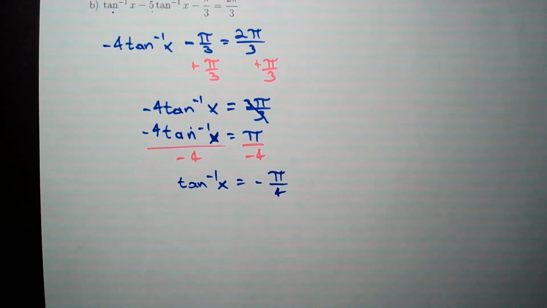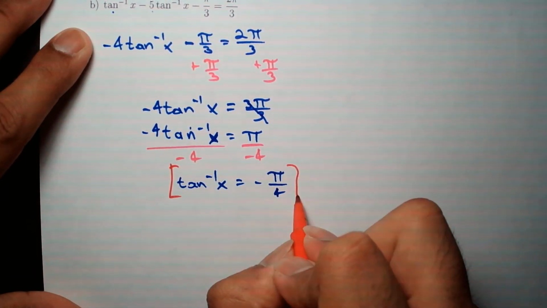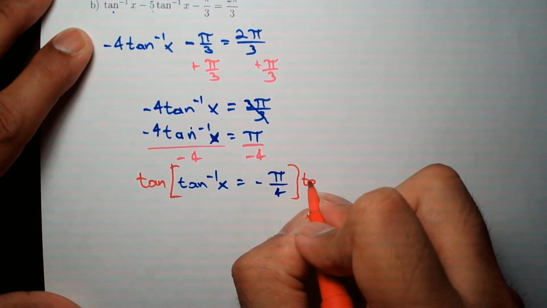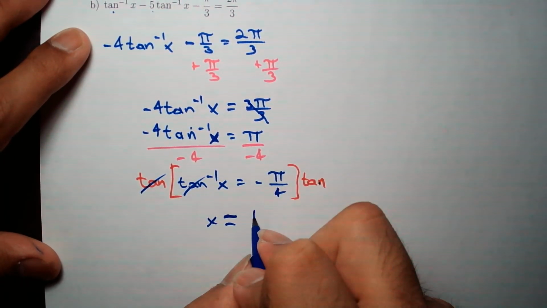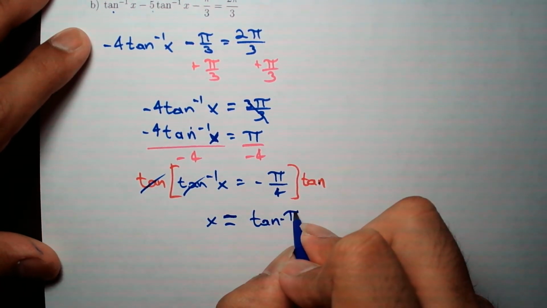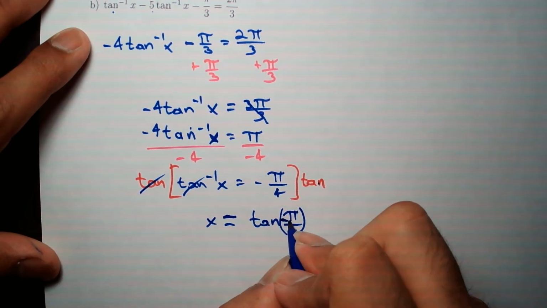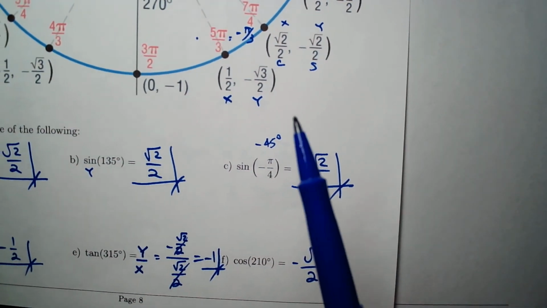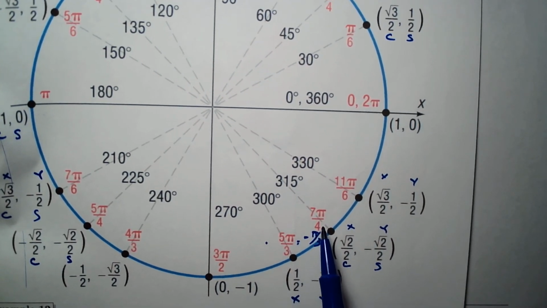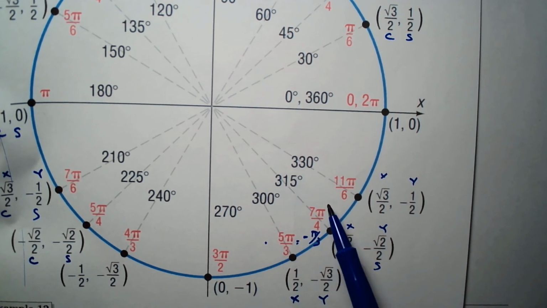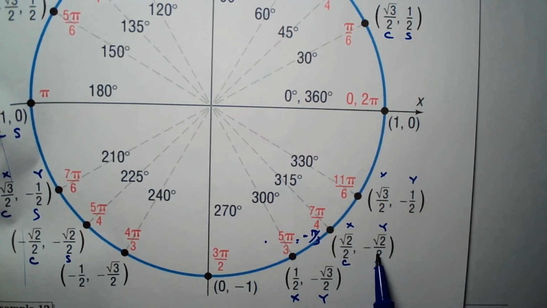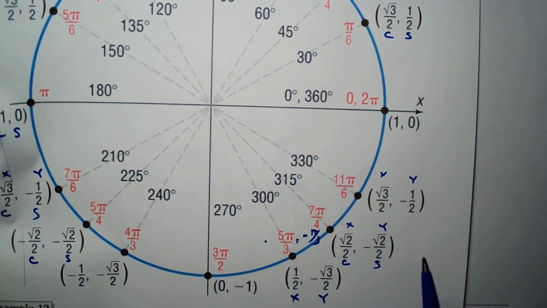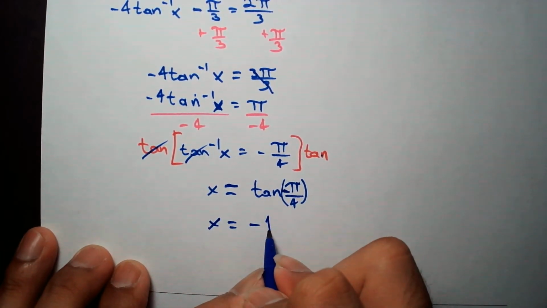And we are only one step from getting that x by itself, which is to take the tangent on both sides. So x equals tangent of negative pi over 4. And negative pi over 4 is the same as 7 pi over 4. We're going down, going clockwise to 7 pi over 4. And tangent is defined by negative square root of 2 over 2 divided by square root of 2 over 2, that is y over x. And when we divide the same number with opposite signs, all we get is simply negative 1.